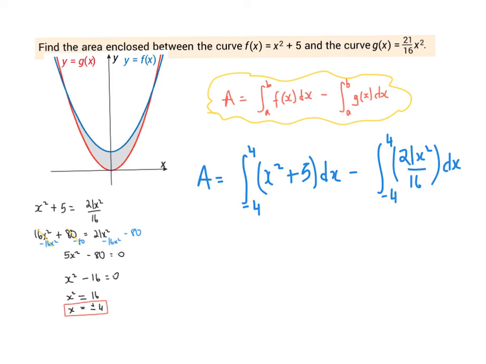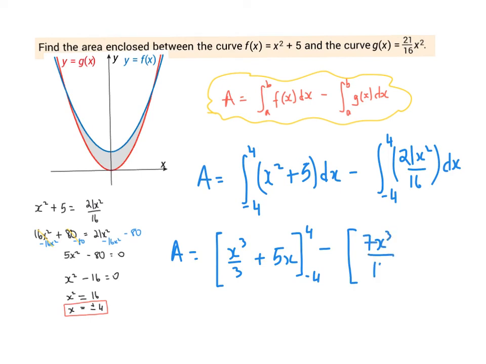Let's integrate here, and we get A equal to x squared becoming x cubed over 3 plus 5x, between minus 4 and 4, subtracting 21x cubed divided by 3, so that's going to be 7x cubed all over 16, again between minus 4 and 4. Now I'm just going to substitute in again for our 4 and minus 4 values.